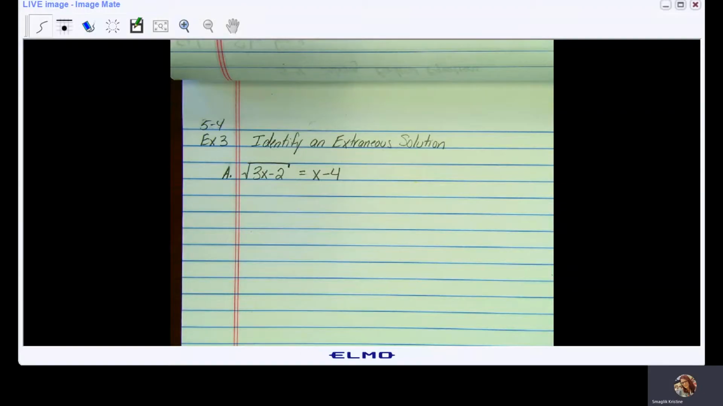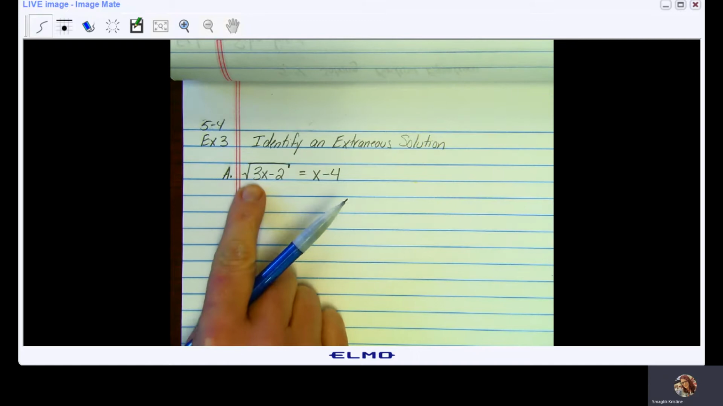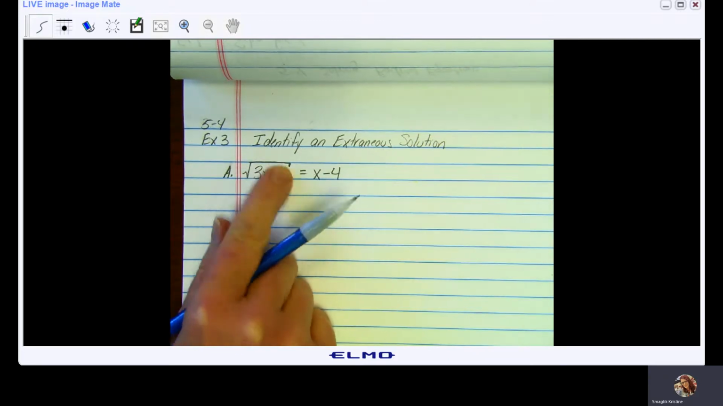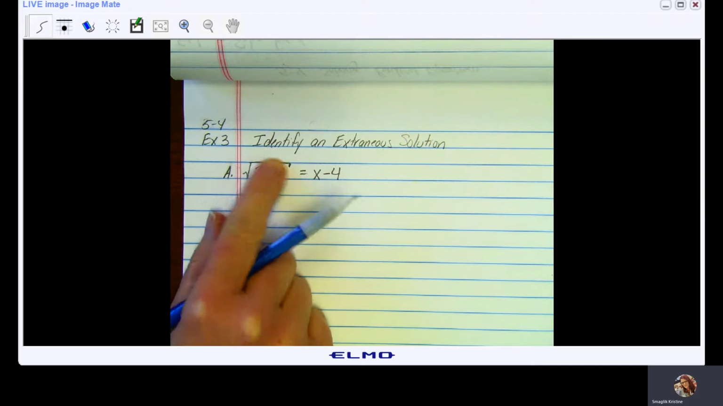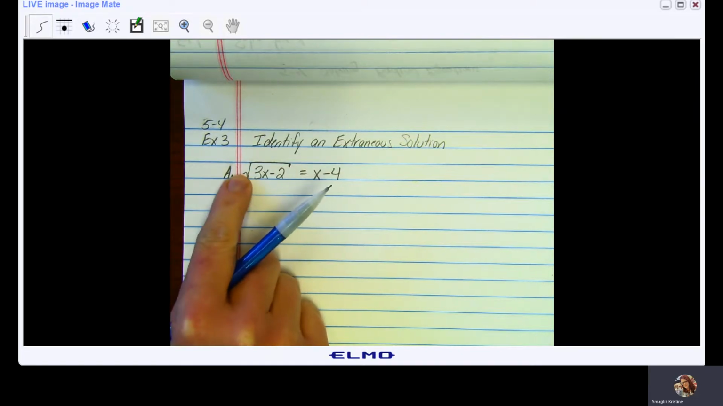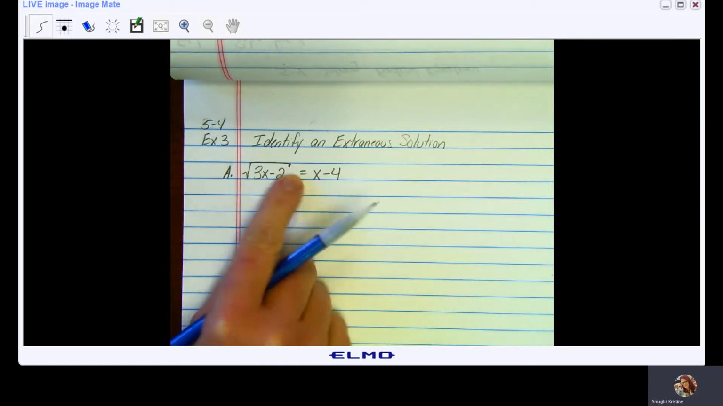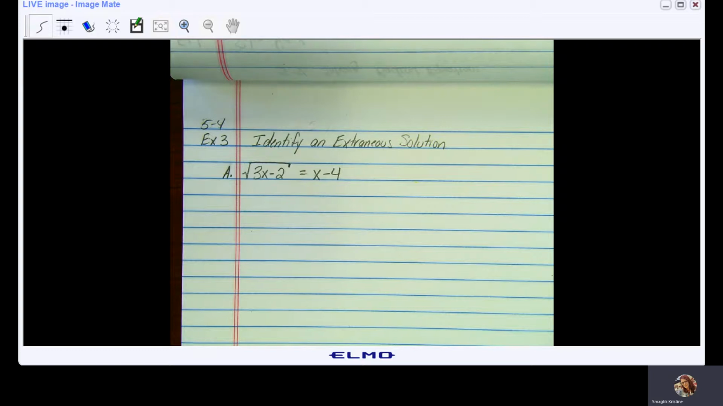We're looking at topic 5.4, example 3, identify an extraneous solution. So let's go ahead and solve this equation. I need to isolate x. Everything is underneath this radical, so I need to undo the radical, undo the square root. Index is 2, so the inverse is to square it. I'm going to square both sides.